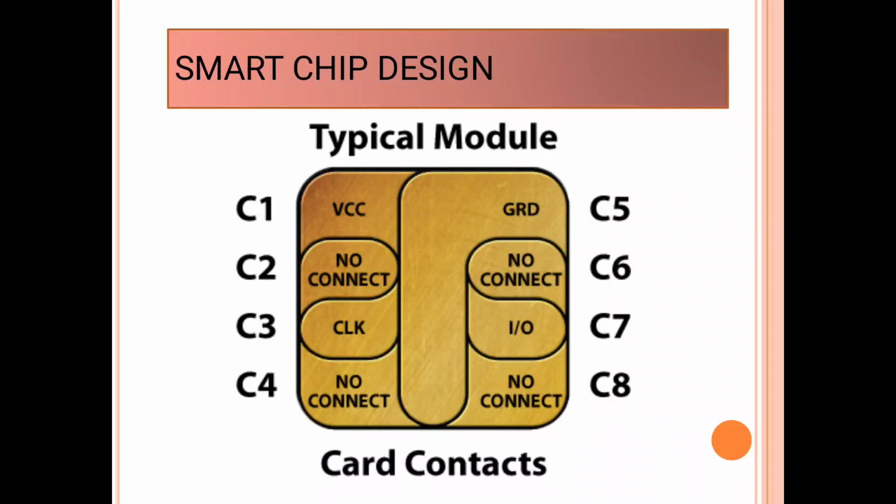Contact 5 is GRD, ground reference voltage. Contact 6 is VPP. It is designated as a programming voltage. Contact 7 is I/O, serial input and output, half duplex, which means it allows transmission of two signals in opposite directions, though not simultaneously. Contact 4 and contact 8, the two remaining contacts, are used for USB interfaces and for other uses.